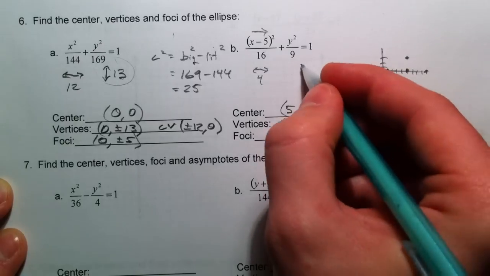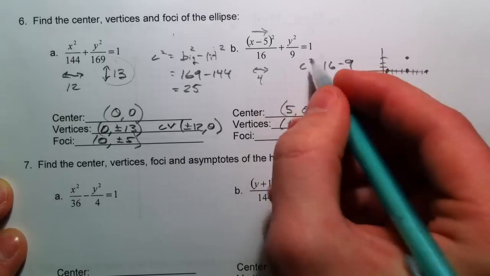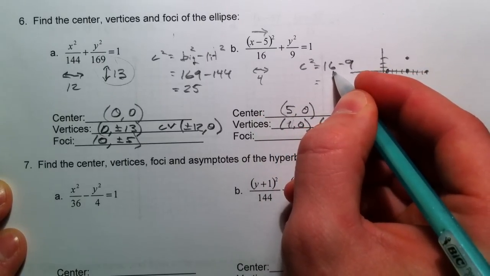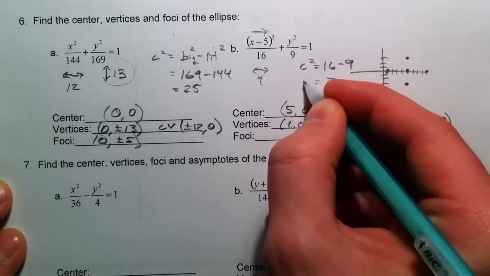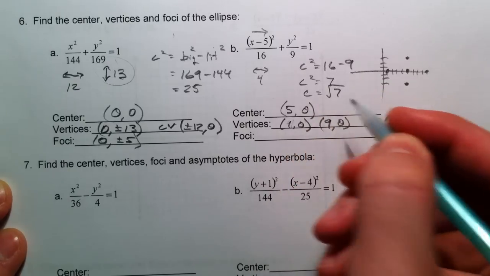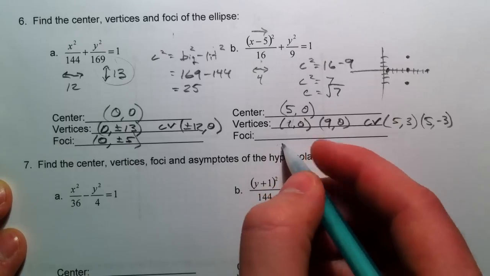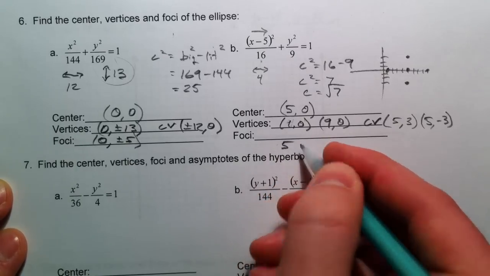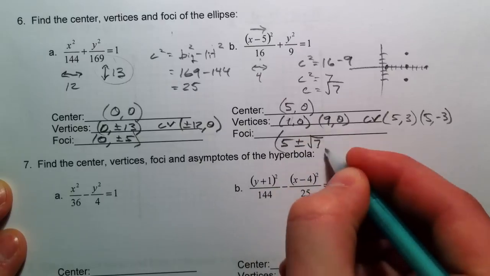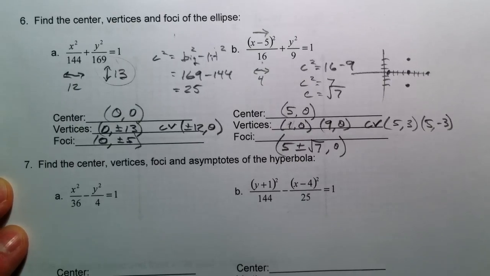The foci, c squared is 16 minus 9, the big squared minus the little one, until you get 7. So c is the square root of 7. Because 16 is bigger, we're going to have the foci go left and right. And so I'm going to say 5 plus or minus square root of 7, comma 0. Remember, it's all relative to the center.